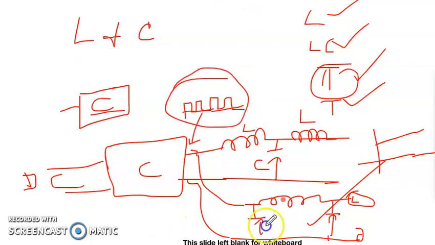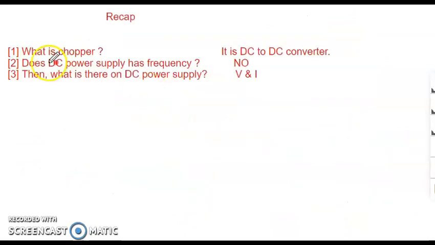So this is about the total concept behind the filters. So we are going to discuss what a chopper is. Chopper means what? A DC to DC converter is called a chopper. Does the DC power supply have frequency? No, a DC power supply has no frequency.